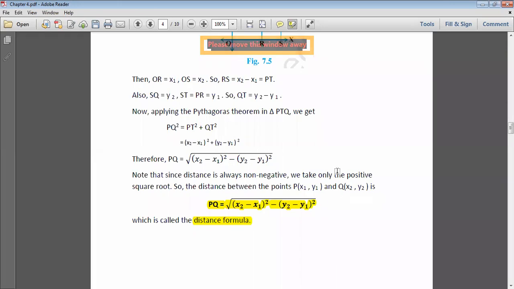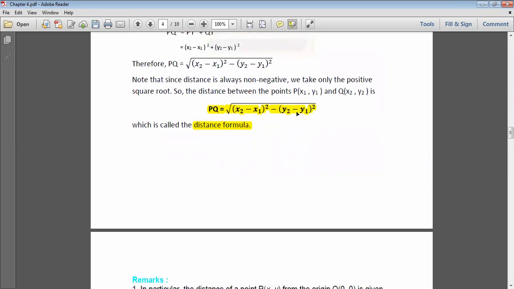Are you all clear with it? The derivation as well? Yes, sir.